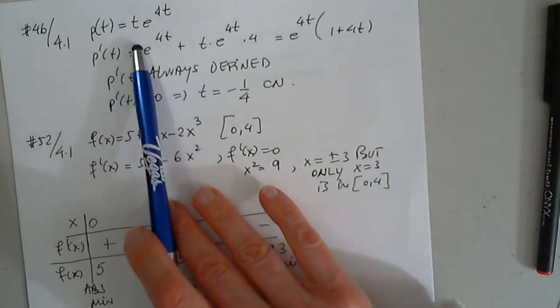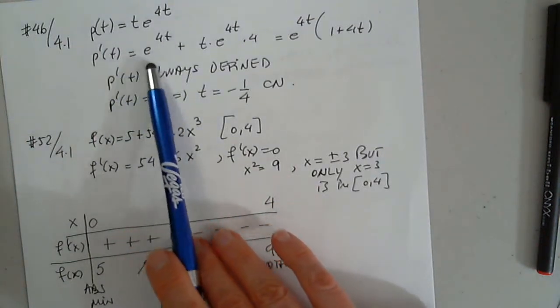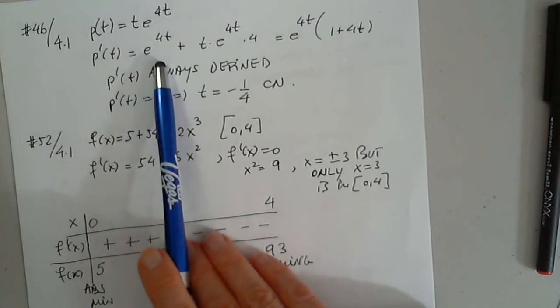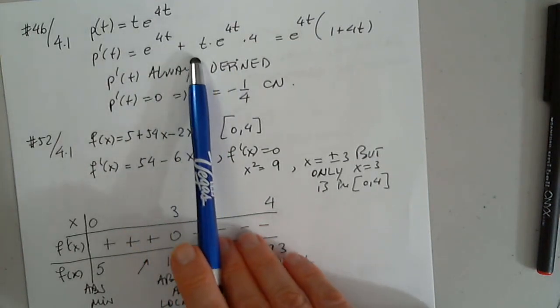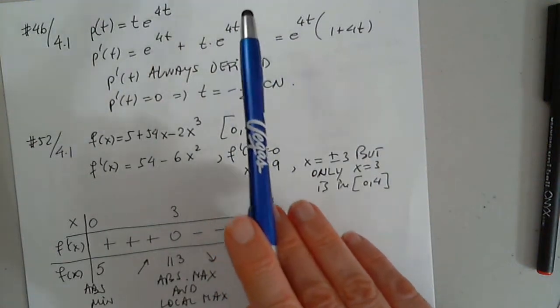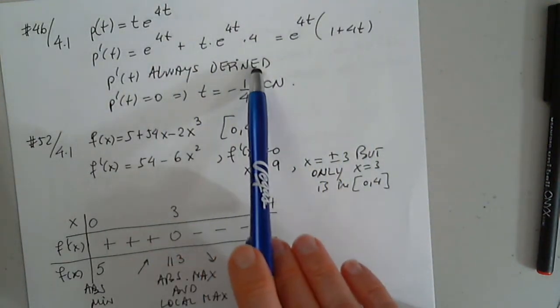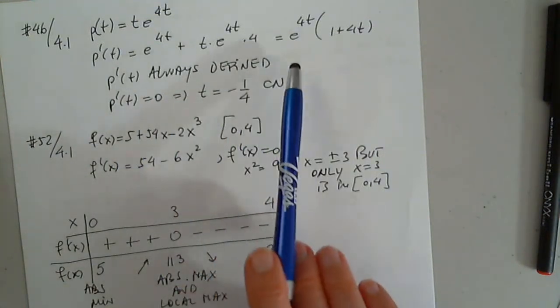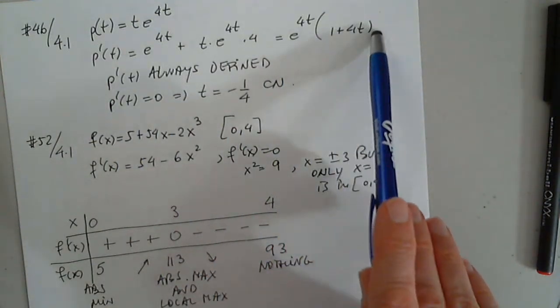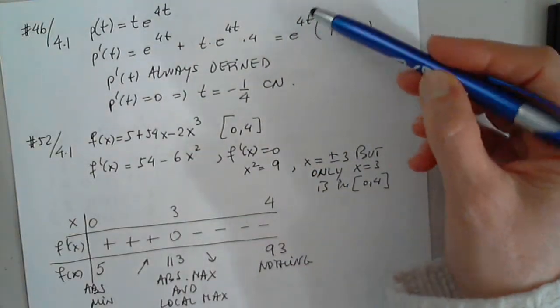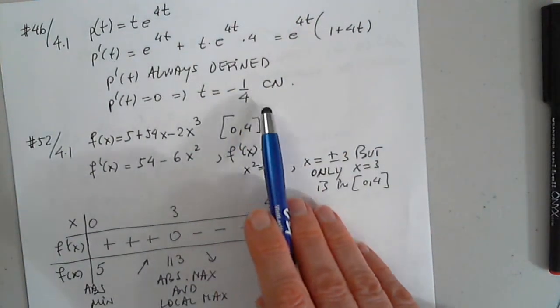Same thing here. We were asked to differentiate. So we differentiated. T prime is 1 times e to 4t, plus t, e to 4t prime is e to 4t times 4. So that is always defined. So critical numbers will be obtained only when this product is 0. But e to 4t will never be 0. So the only solution is negative 1/4.